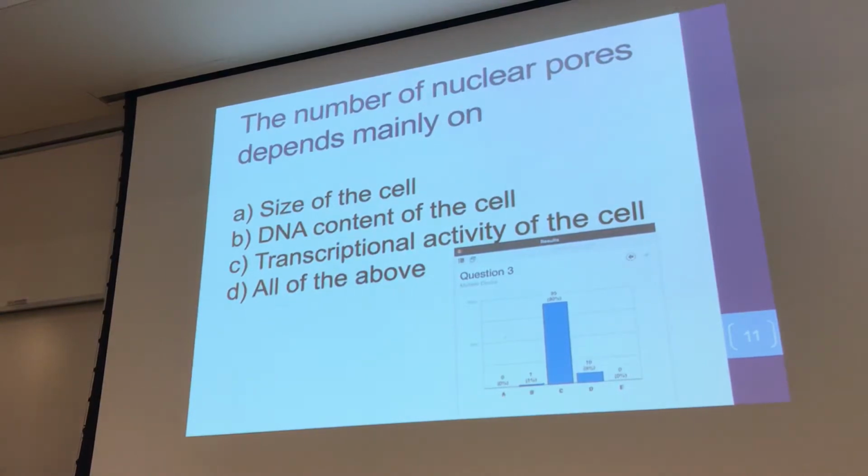So the nucleus can be part of an active cell, or of a very dormant cell, not doing all that much, or making tons of protein, maybe it's an endocrine cell. So it really depends on the transcriptional activity of the cell, because those pores are there to transport messages out, so if there's not that many messages going out, we don't have that many pores on the cell.